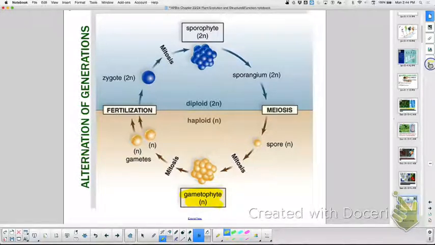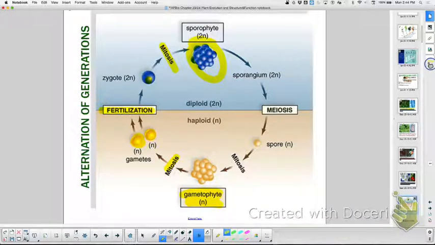And then that gametophyte does mitosis to make the actual gametes. Then those gametes are going to get together through fertilization and form a diploid zygote. That zygote will do mitosis to grow up into the larger, usually on land, more obvious structure, which is the sporophyte. And I think we've talked about this one other time besides this chapter.